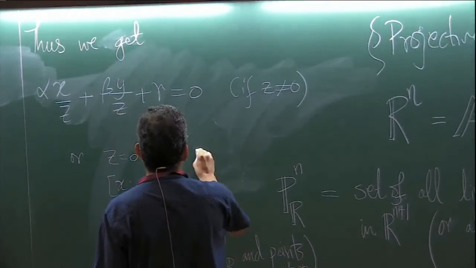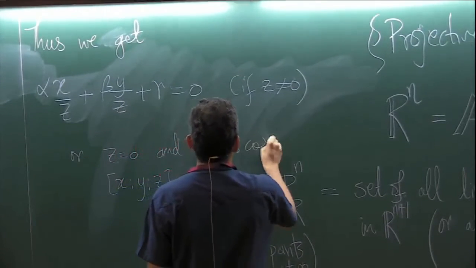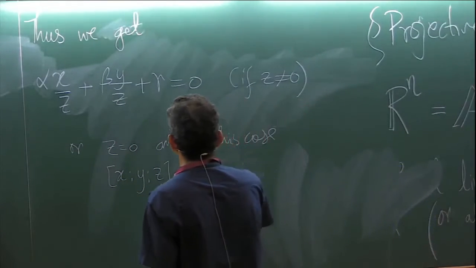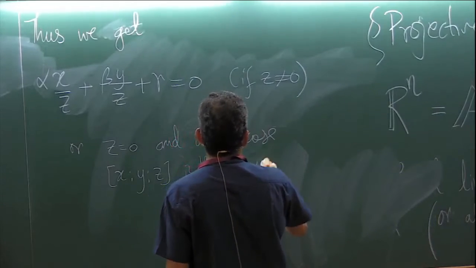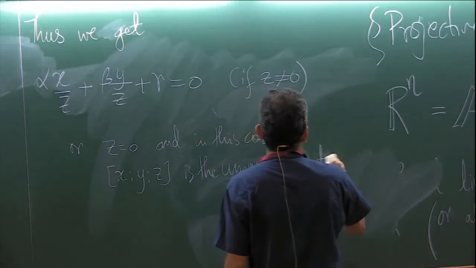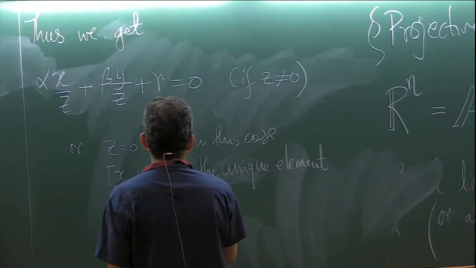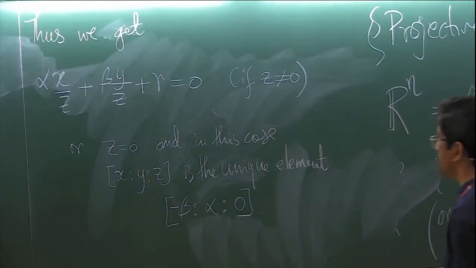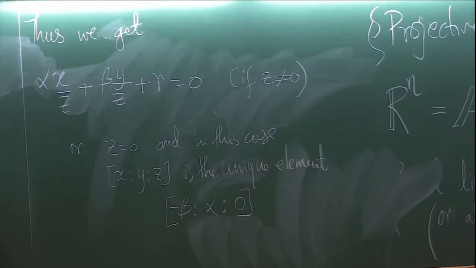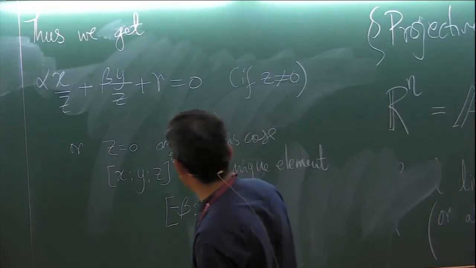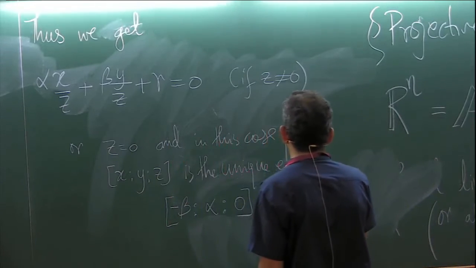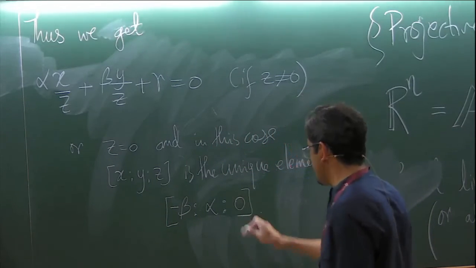And in this case, this is the unique point, unique element, minus beta alpha 0. This is assuming, if z is equal to 0, that alpha and beta are, at least one of them is non-zero. Okay, I'll just assume that alpha and beta are, at least one of them is non-zero.